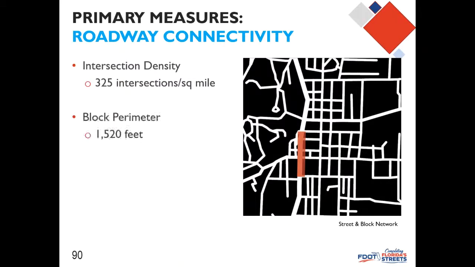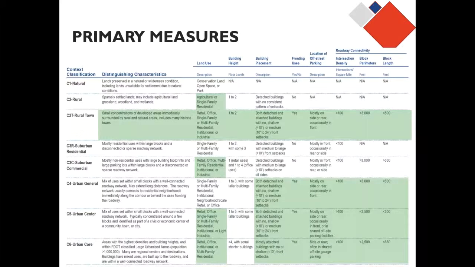What about roadway connectivity? The intersection density here is 325 intersections per square mile. The block perimeter is 1,520 feet, and the block length is 330 feet on average. So when we put all that into the matrix, what we're seeing here is that the building placement, fronting uses, location of parking, connectivity measurements, all those are indicating a fairly urban condition, and those actually could kick us all the way up into C5 and C6.